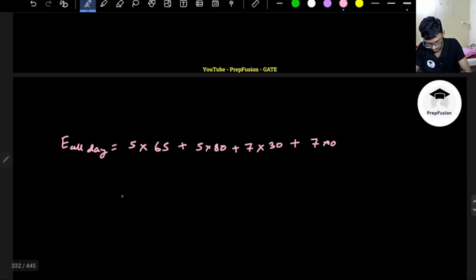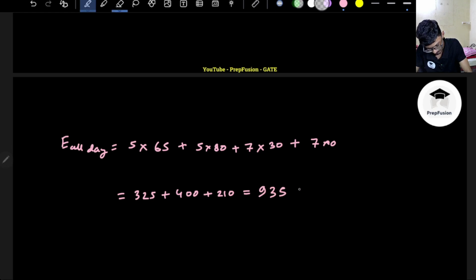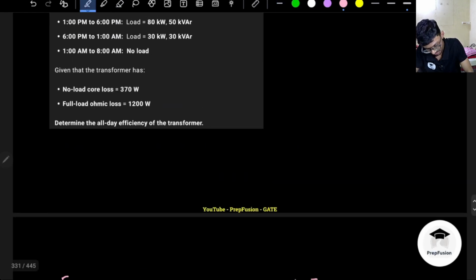7 into 0 basically. So energy consumed in the whole day, 5 into 65. So it is 325 plus 400 plus 210. So this will be equals to 610. So 400 and 400 and 610 plus 325. So it will be 935 kilowatt hour. Okay, remember the unit, it is kilowatt hour. So this much energy is getting consumed.